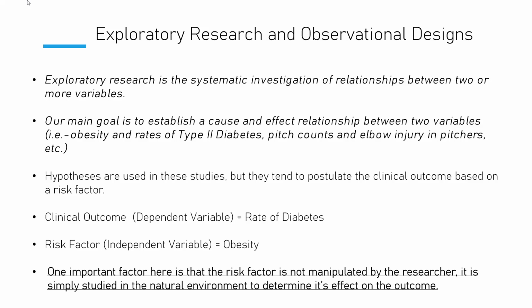So a question in an observational type of setting could be: what are the rates of type 2 diabetes in obese Americans aged 30 to 45? Or conversely, how does obesity with a BMI greater than 30 affect the rate of diabetes in participants aged 30 to 45 in the United States?